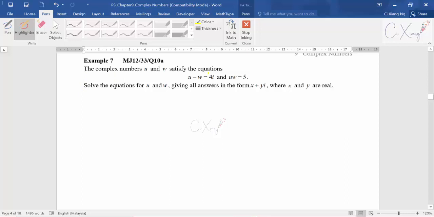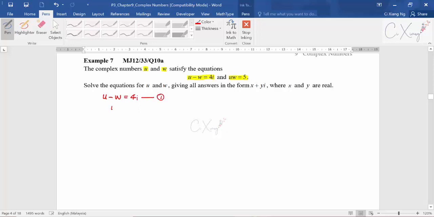Okay, so example 7, they give you two equations here. This is equation number 1, equation number 2, and after that they tell you that u and w are both complex numbers. Okay, right, so they want you to solve the equation for u and w, giving all answers in the form of x plus yi. All right, so you have two equations here. In my opinion, I don't think that it is hard for you to solve it. So let's say u minus w equals 4i. I assume that this is the first equation. So you need to solve the simultaneous equations to get both u and w.